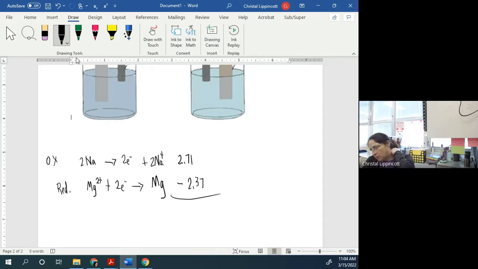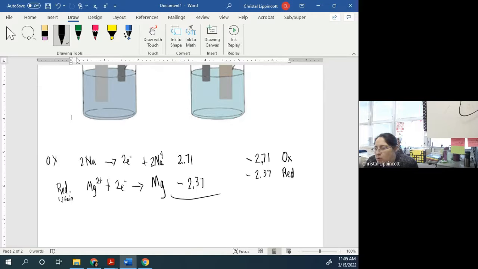Okay. How do you find out which one? So I looked at the numbers. I had negative 2.71 and I had negative 2.37. Which number is more positive? Which number is bigger? 2.37. This is where my reduction is. And this is my oxidation. The higher number is the reduction. Reduction is gain. So this has to be gaining electrons. Oxidation is loss. That means that this has to lose electrons. Good.